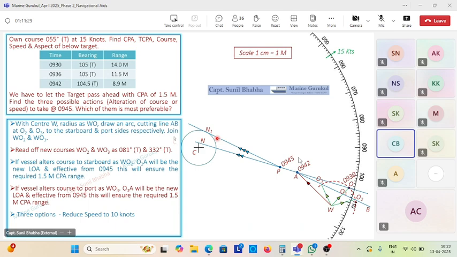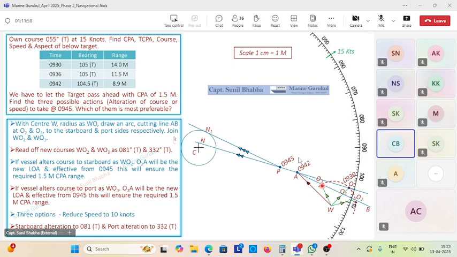So we have three options available to us now. First option is reduce speed to 10 knots, resulting in on-ship vector as WO1. Second option is alter course to starboard to the new course of 081, which is WO2. Third option is alter course to port to a new course of 332 degrees, which is the course of WO3.